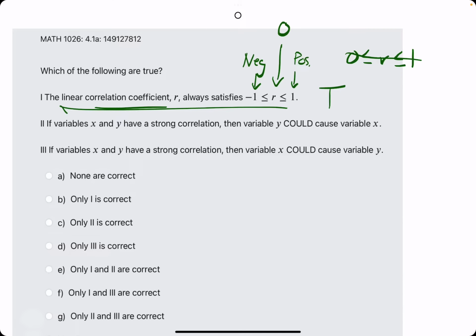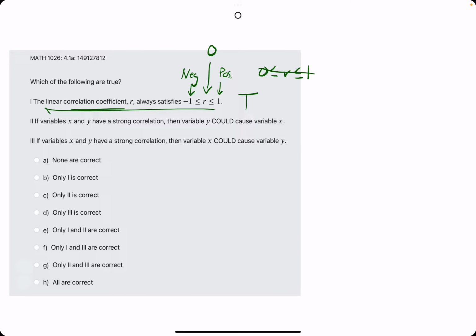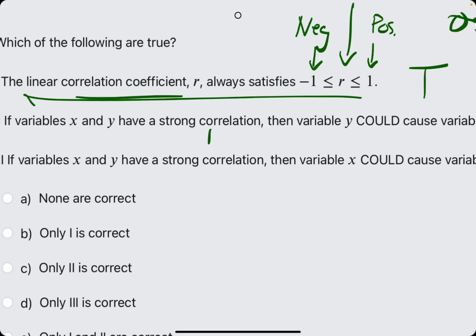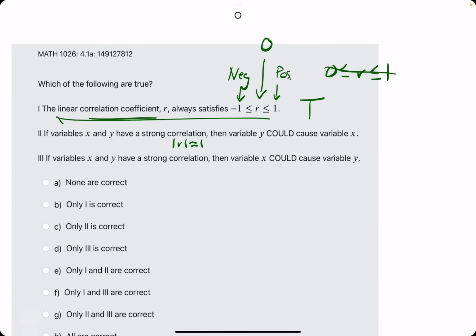All right, number 2. If variables x and y have a strong correlation, in other words, they are very close to 1, or the absolute value of r is very close to 1, then variable y could cause variable x. The could is very important here, because if they said y causes variable x, that would not be true. The could makes it true.